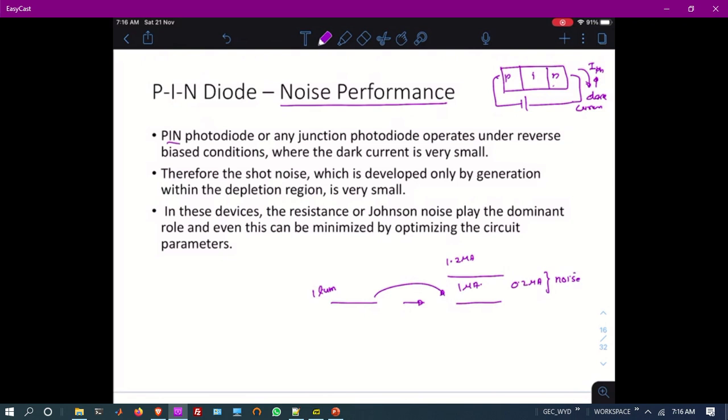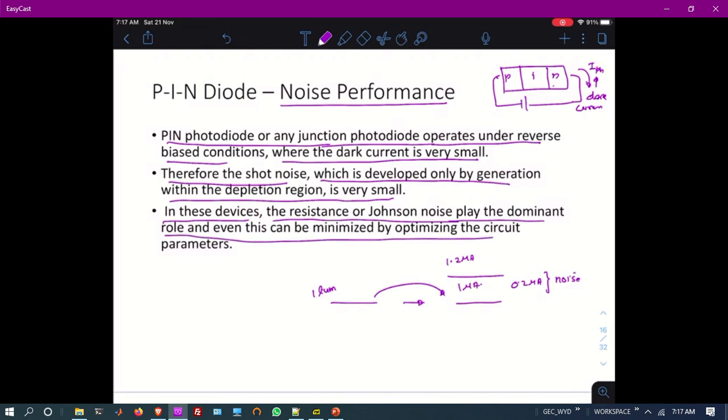So the PIN photodiode or any junction photodiode operates under reverse bias condition, where dark current is very small. Usually the dark current is very small. Therefore the shot noise, which is developed only by generation within the depletion region, is very small. In these devices the resistance or Johnson noise plays the dominant role, and even this can be minimized by optimizing the circuit parameters.